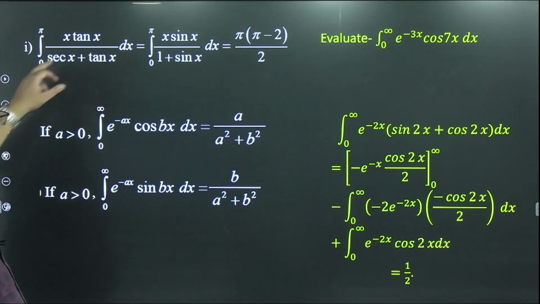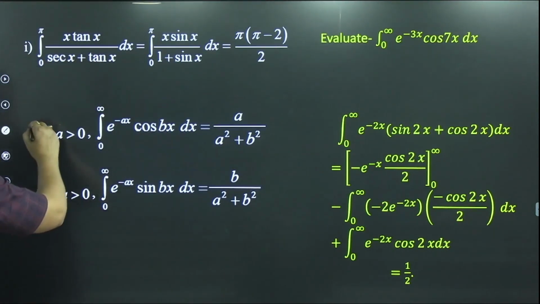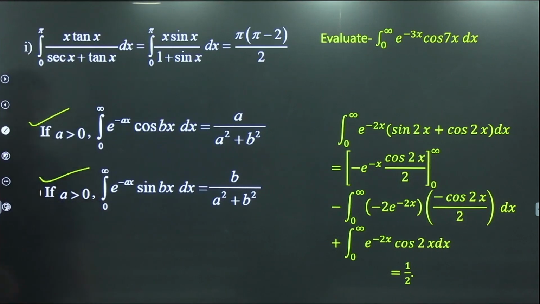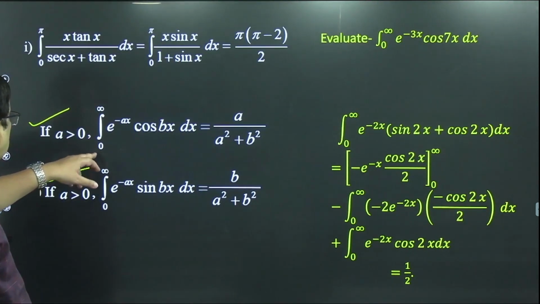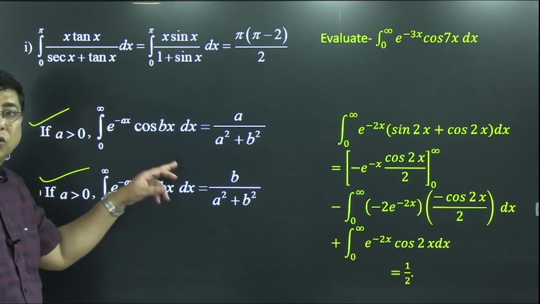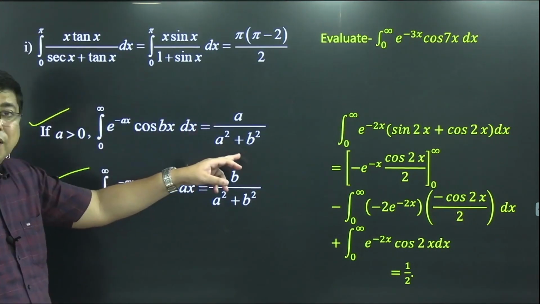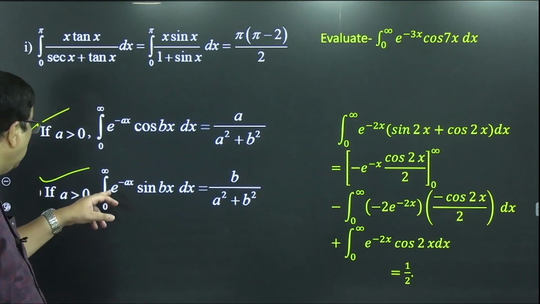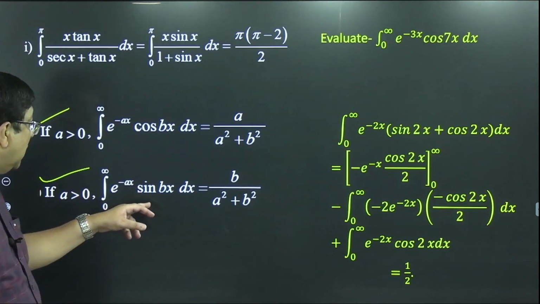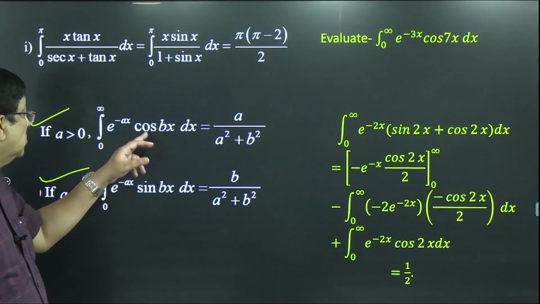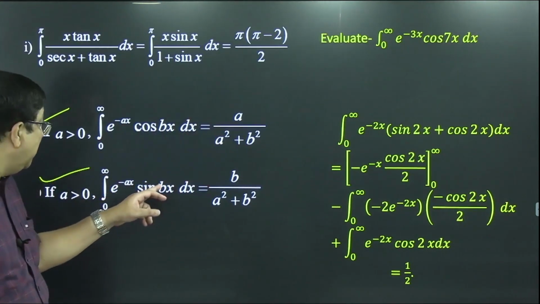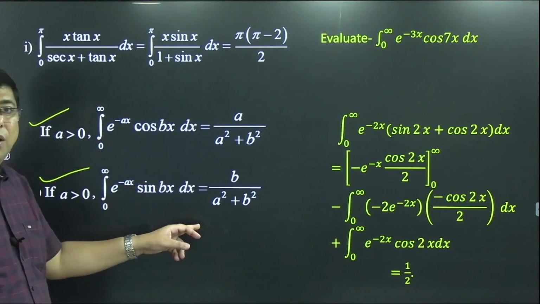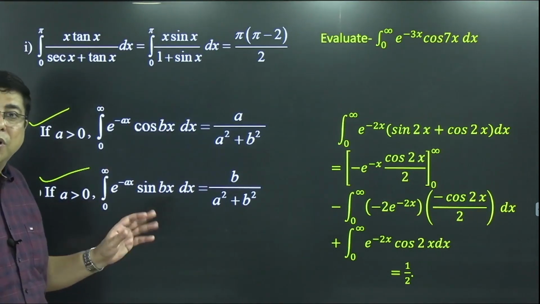These are also important, everybody, these two formulas are extremely important. Integration 0 to infinity e to the power minus ax cos bx is a by a square plus b square, and 0 to infinity e to the power minus ax sin bx is the other. Whenever it is cos, remember it is a by a square plus b square. Whenever it is sin, then it is b by a square plus b square. You have to remember like this.